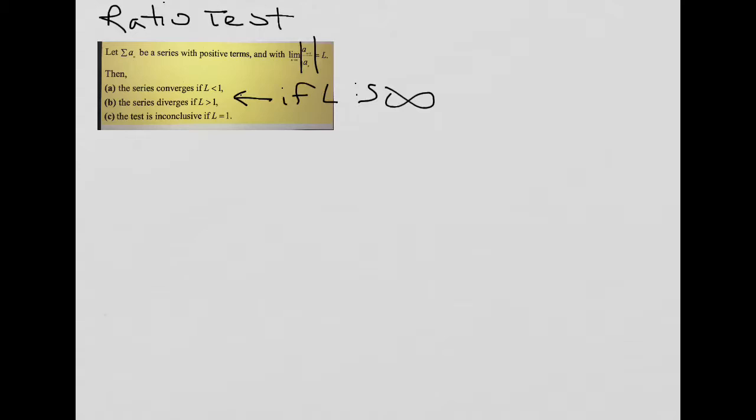Okay, in those scenarios, then we know that our series diverges. If it's less than 1, it converges. Yay. And then if it does happen to equal 1, then this is inconclusive. You're going to have to do another test.